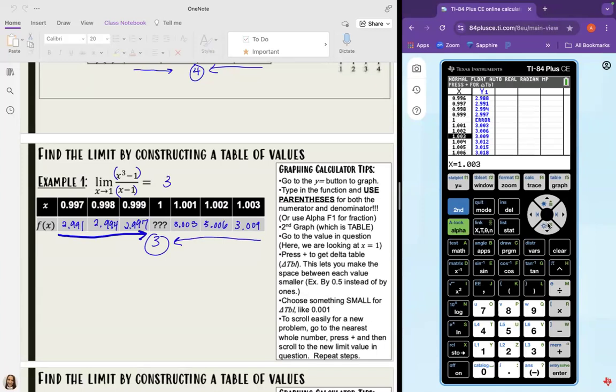Okay. Let me show you really quick another way to get to delta table. If you forget, the shortcut is plus. So you might want to write down delta table. This is a good note. Use the plus key. Okay, that's the shortcut.